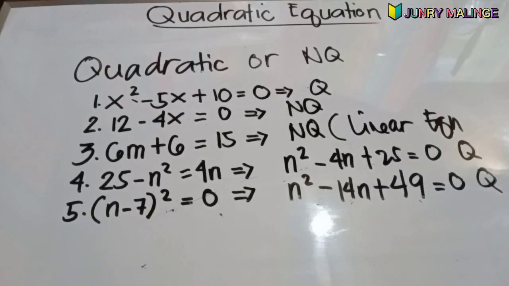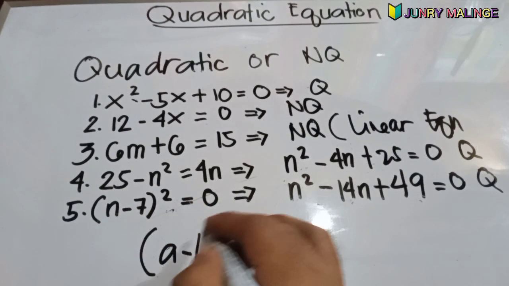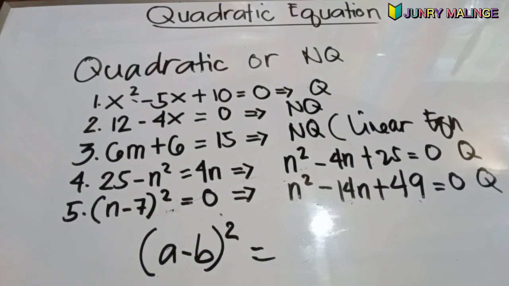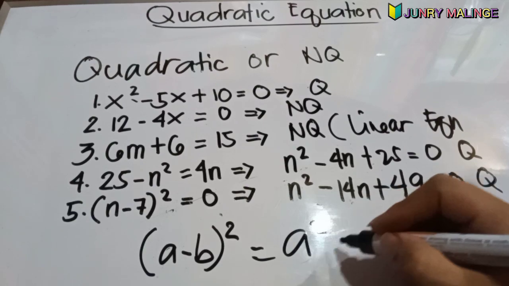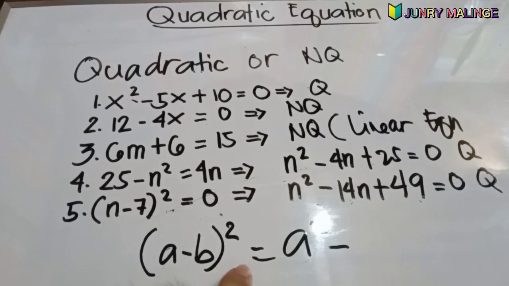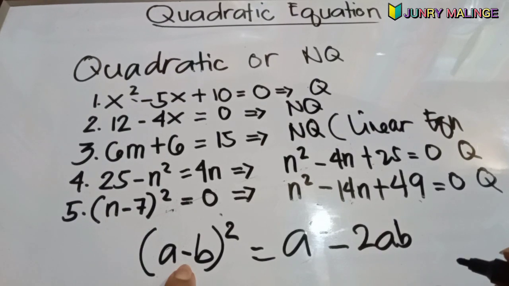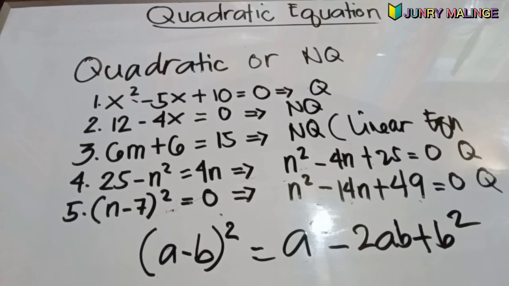Guys, natandaan nyo ba ang square of binomial? I-recall natin, for example, the quantity of A minus B raised to 2. Paano natin ito igagawa ng standard form? We have A squared, that is A times A; minus 2 times AB, that is 2AB; and followed by negative times negative B, that is positive B squared, followed by our exponent. Equals 0. So yan ang ating standard form.